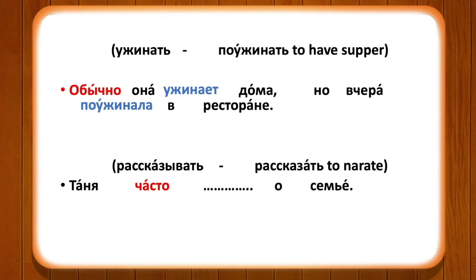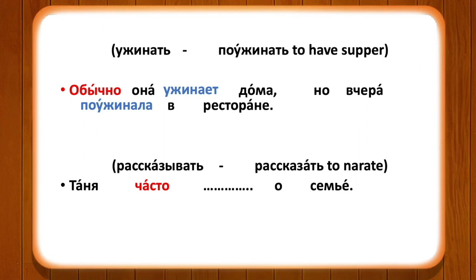Но вчера, but yesterday, поужинала в ресторане. Но вчера она поужинала в ресторане means but yesterday she had her dinner in a restaurant. She had a dinner in a restaurant. So here it indicates a one-time action. That is why поужинать. Let us see the next sentence where you have to use the verbs рассказывать and рассказать.